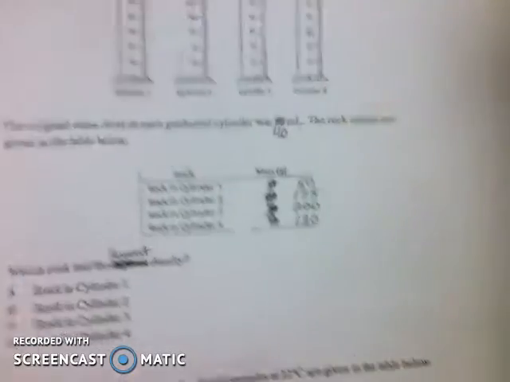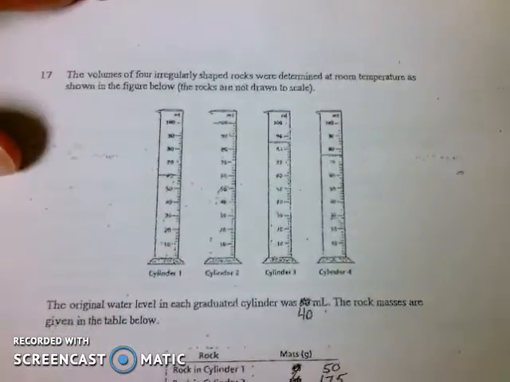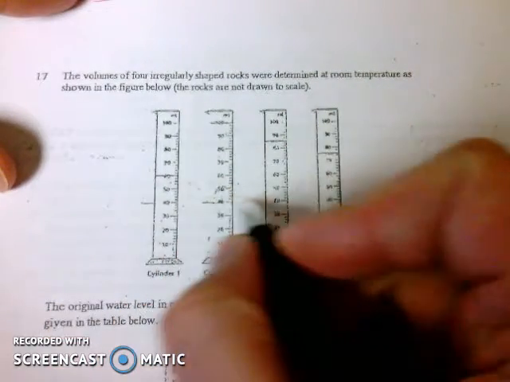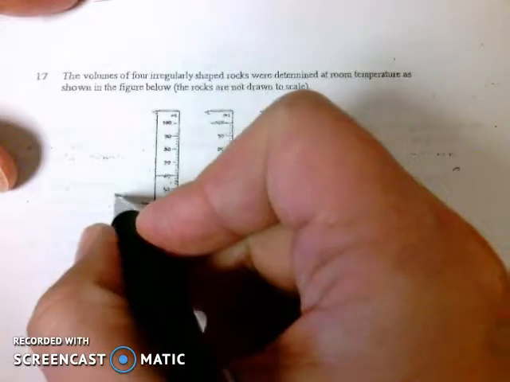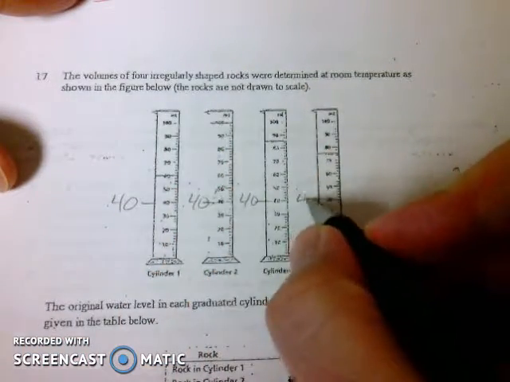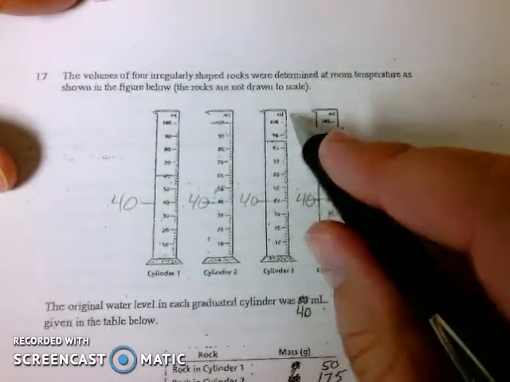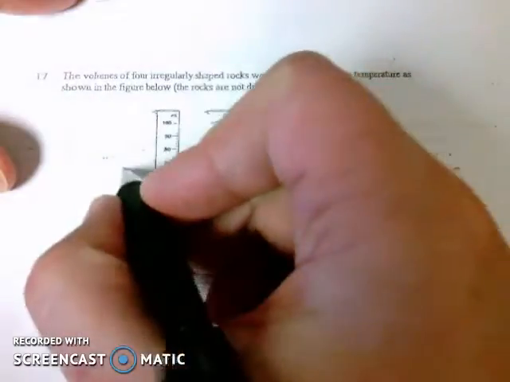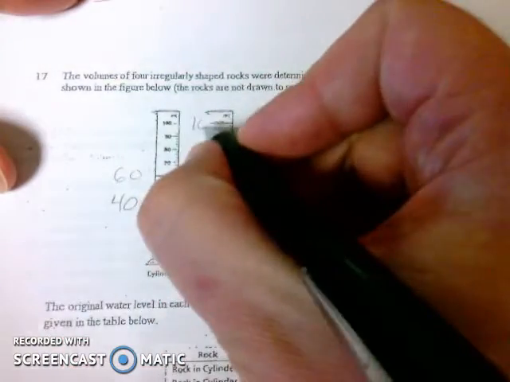We've got rocks and cylinders. Now it might be a little tricky to see the water levels. We talked about this in class. But we're starting at 40 on all of these, which is right here. 40, 40, 40, and 40. Our volumes are measured in milliliters. You can kind of see it on there. This one is at 60. This one is at 100.